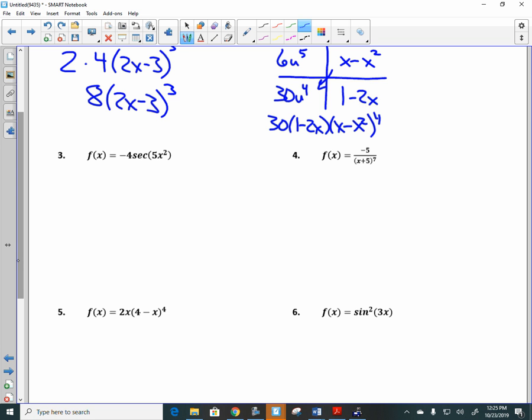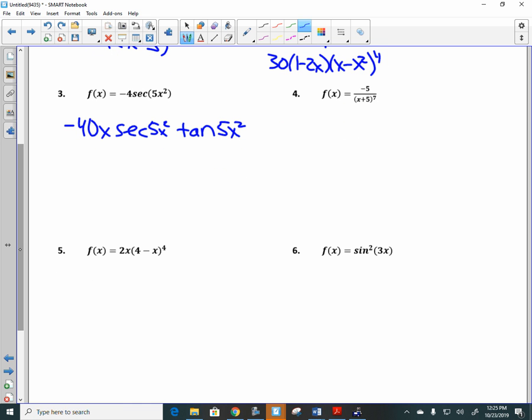What's the derivative of the inside? 10x, right? So I'll have a negative 40x when I multiply that. What's the derivative of the outside? What's the derivative of secant? Secant tangent. So secant of 5x squared, tangent of 5x squared. Derivative of the outside times the derivative of the inside, or derivative of the inside times the derivative of the outside with the inside left alone.